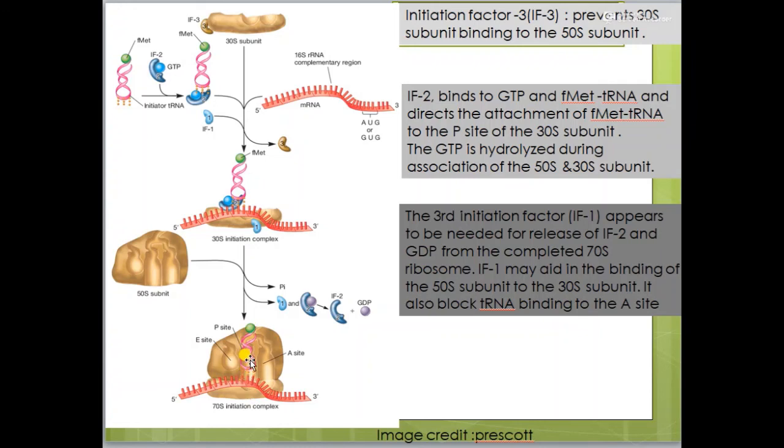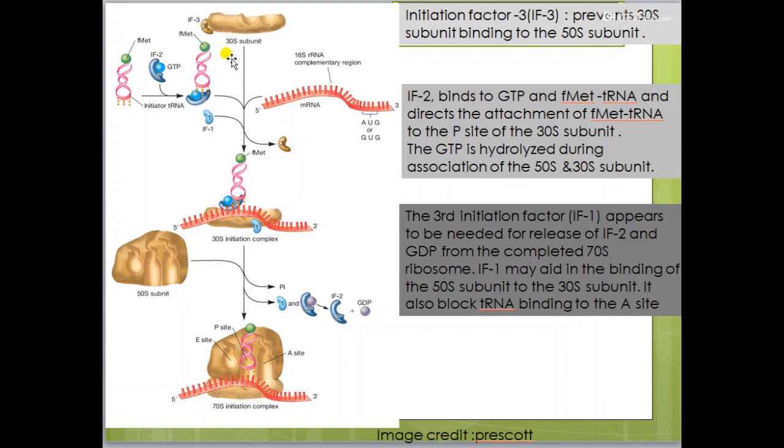This will cause the formation of a complete 70S initiation complex where the formyl methionine bound with the tRNA is located at the P site of the ribosome, the E site is left vacant and the A site is vacant, and you can find that the anticodon of the tRNA is interacting with the mRNA, which has been bound to the 30S subunit of the 70S initiation complex.